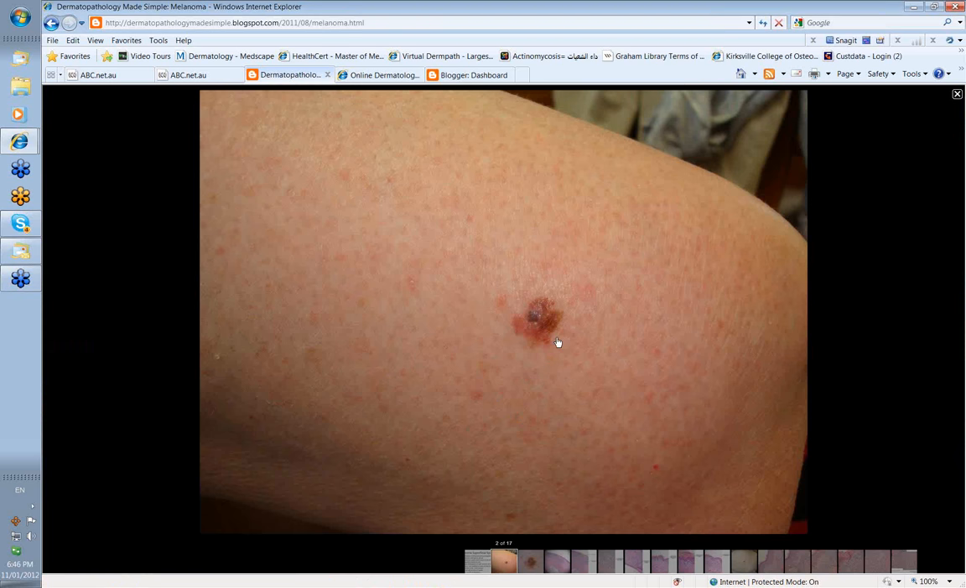That's the clinical here. You can see the variation in colors. Blackish here, brown, various shades here, more red in this area, irregular edge, large lesion. It's lonely. There's nothing else in the area that looks anything like it.